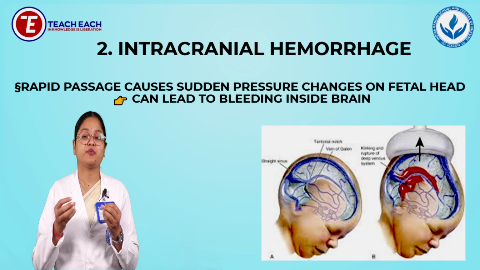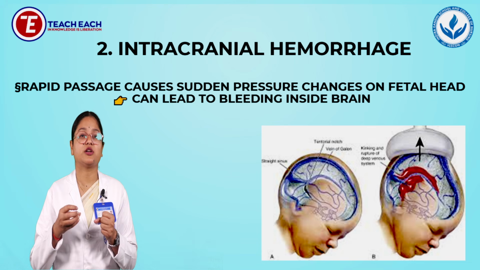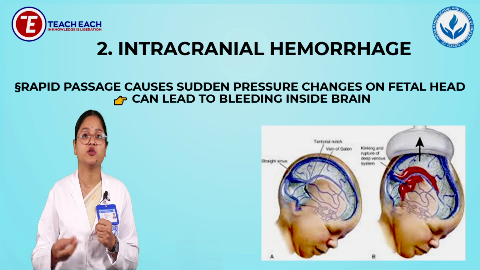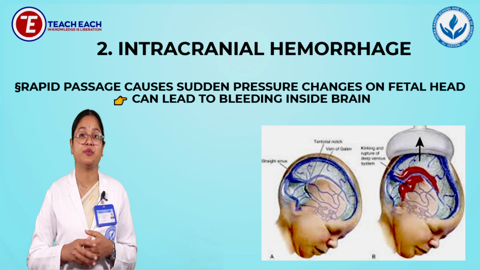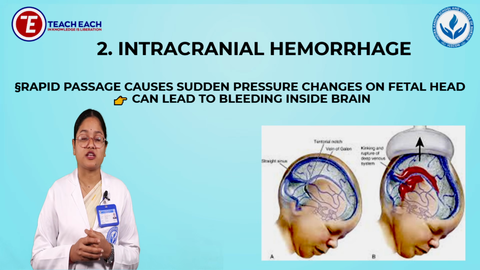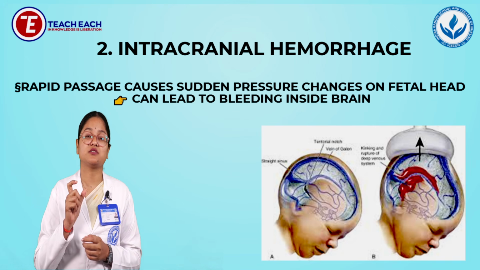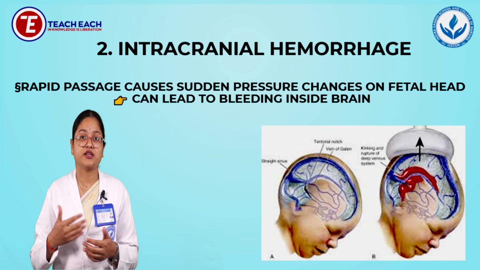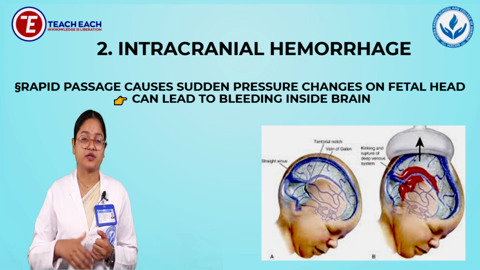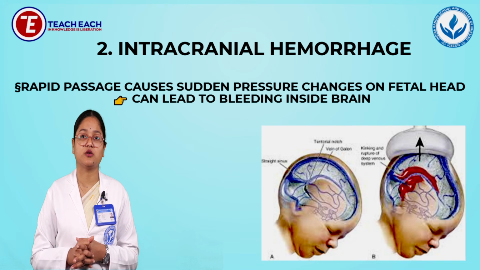But sometimes, due to labor pressure, the head will descend down, and the sutures will be overlapped. So sometimes, due to more pressure and continuous, fast and intense contraction, the baby will get bleeding inside the brain area. That is known as intracranial hemorrhage, and blood clots will be there inside the brain. That can create problems for the baby as it grows. Third, we'll see the fetal complication.